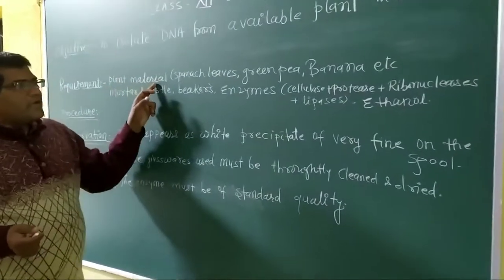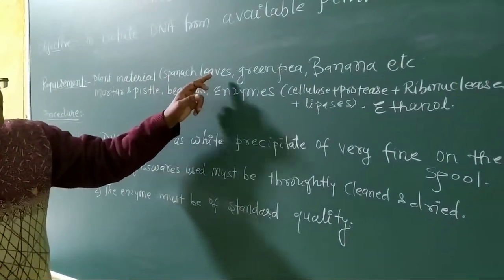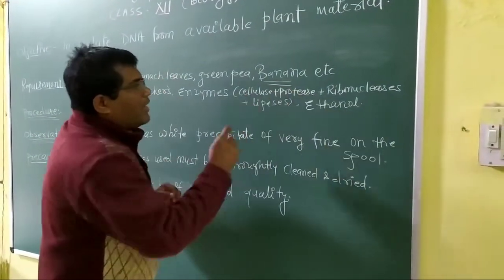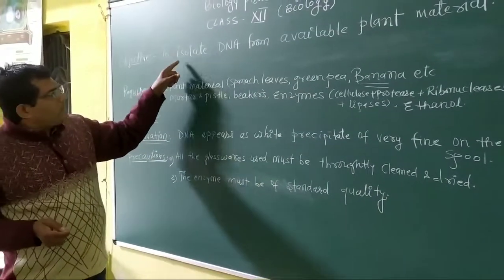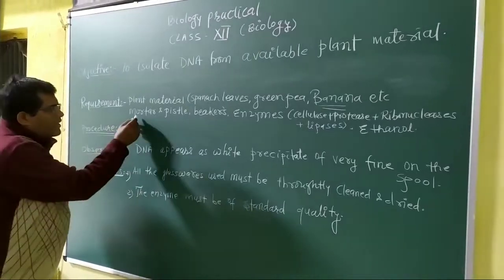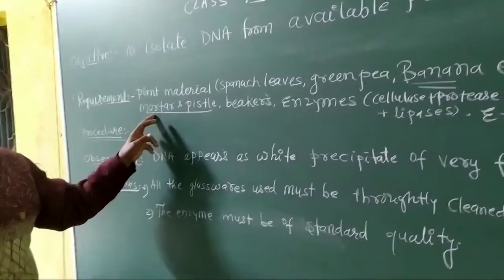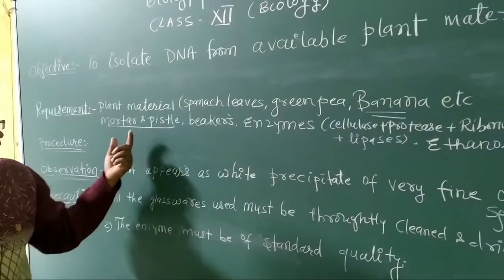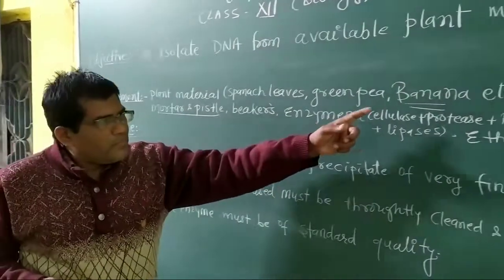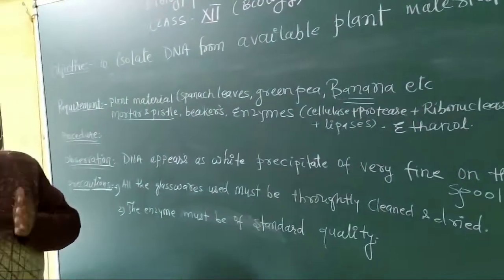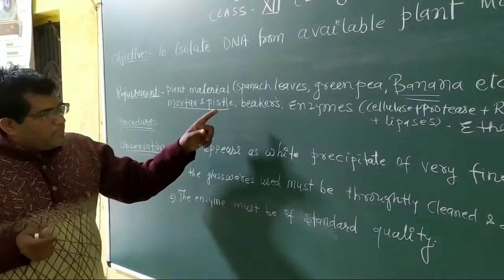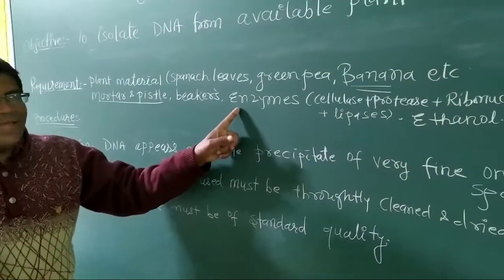So the materials which are required are either spinach leaves or green pea or banana, and we have taken banana as the plant material today for isolation of the DNA. Except this, we require a mortar and pestle for grinding this plant material. Plant material is ground in the mortar and pestle, but banana-like material can also be crushed in a polythene bag. Then we require a beaker, and enzymes.